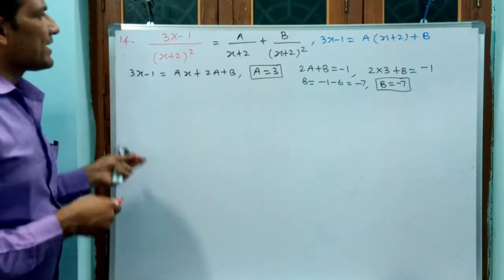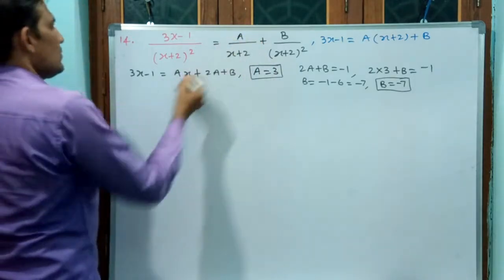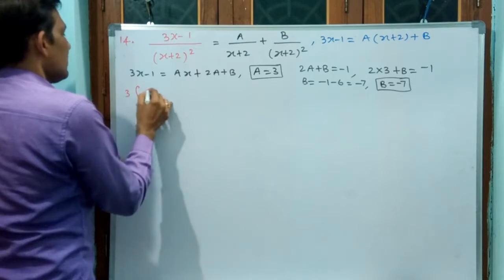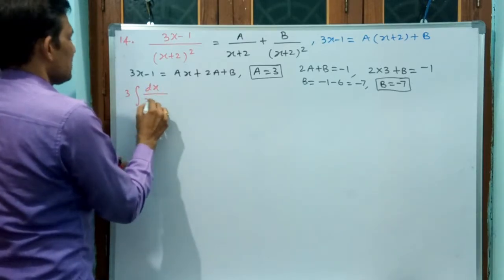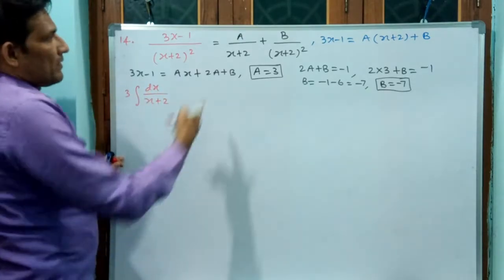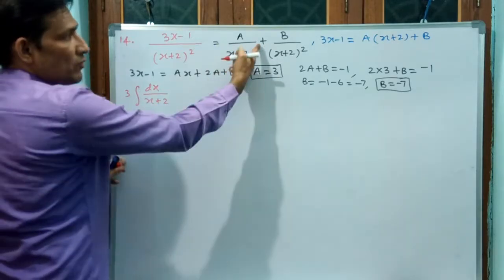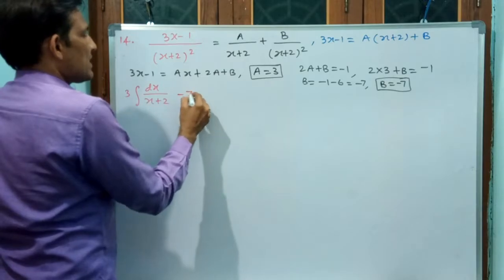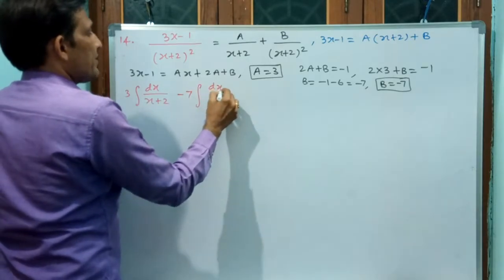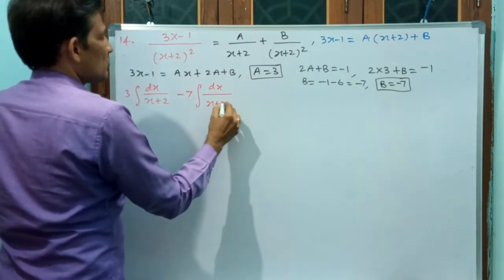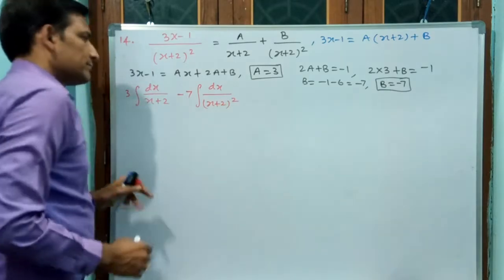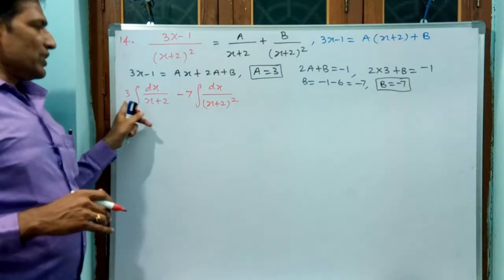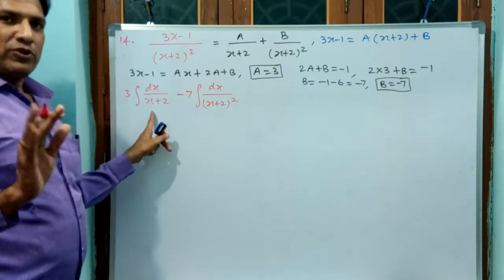With direct integral also you can do. You can start the integral. You see what I am writing? Integral of a by x plus 2, a is 3, so 3 dx by x plus 2, plus b, but b is having a minus, that is why you take minus 7 integral dx by x plus 2 whole square. This is very easy. 3 log x plus 2 will come, that we know very well.